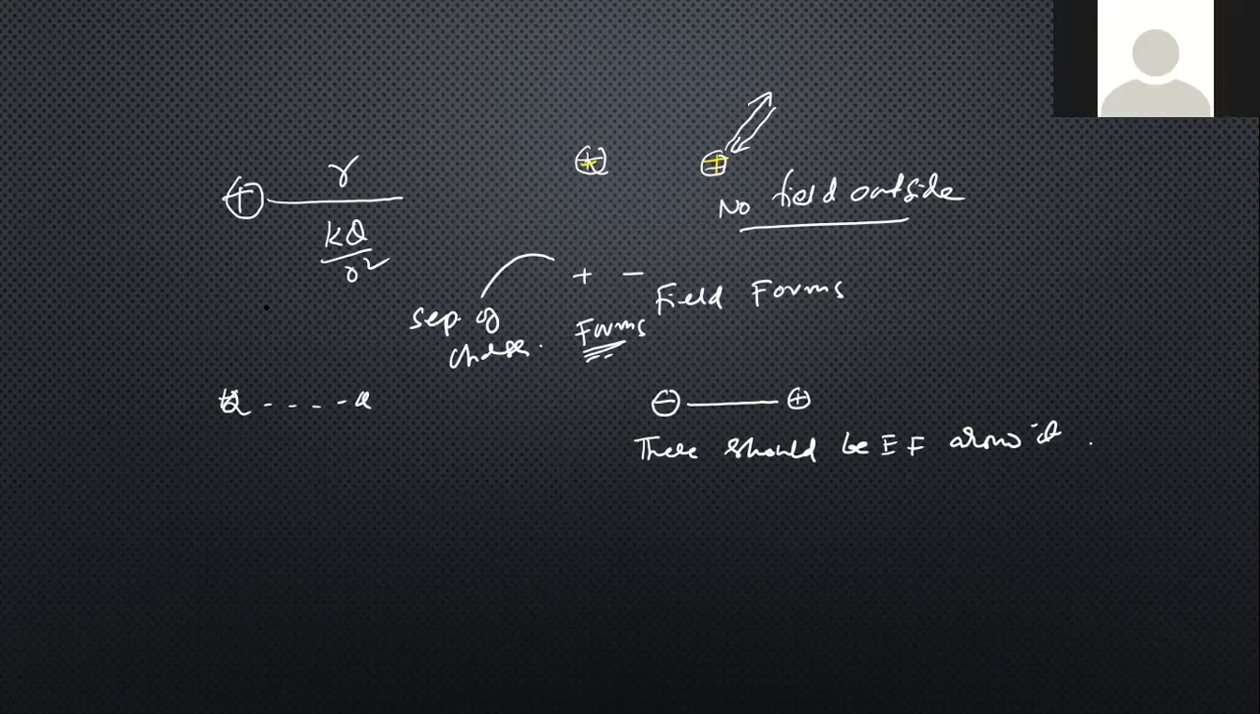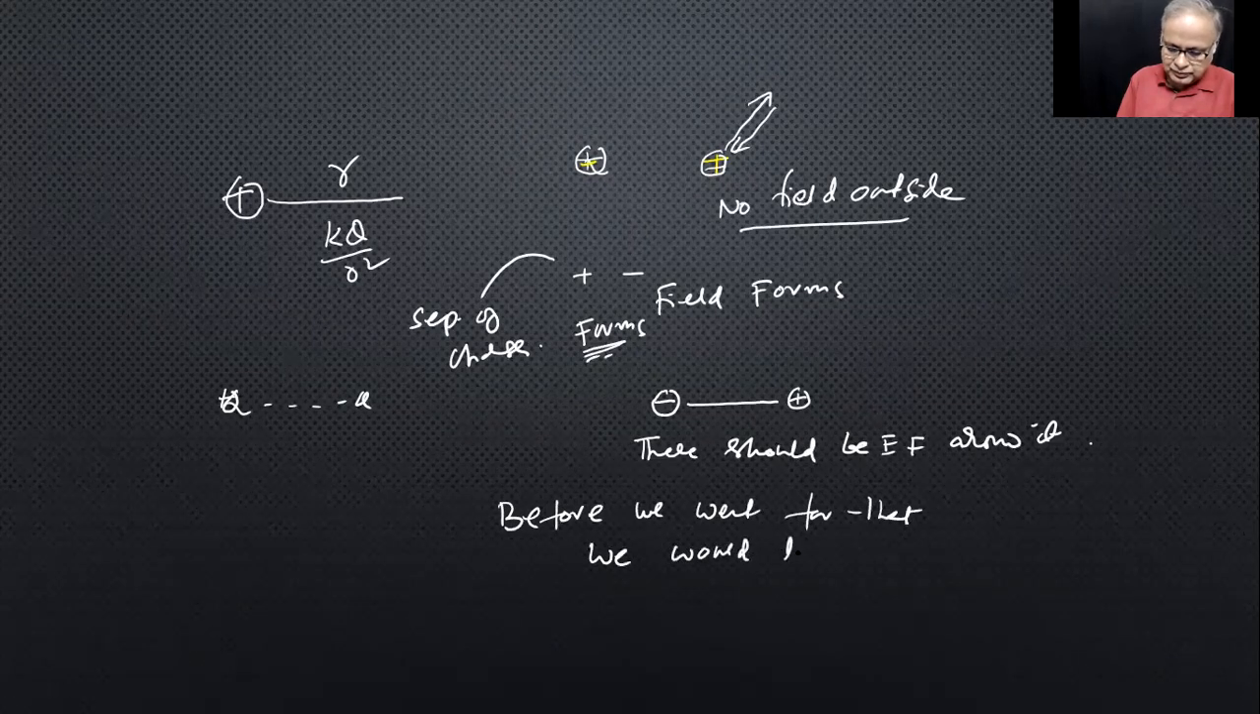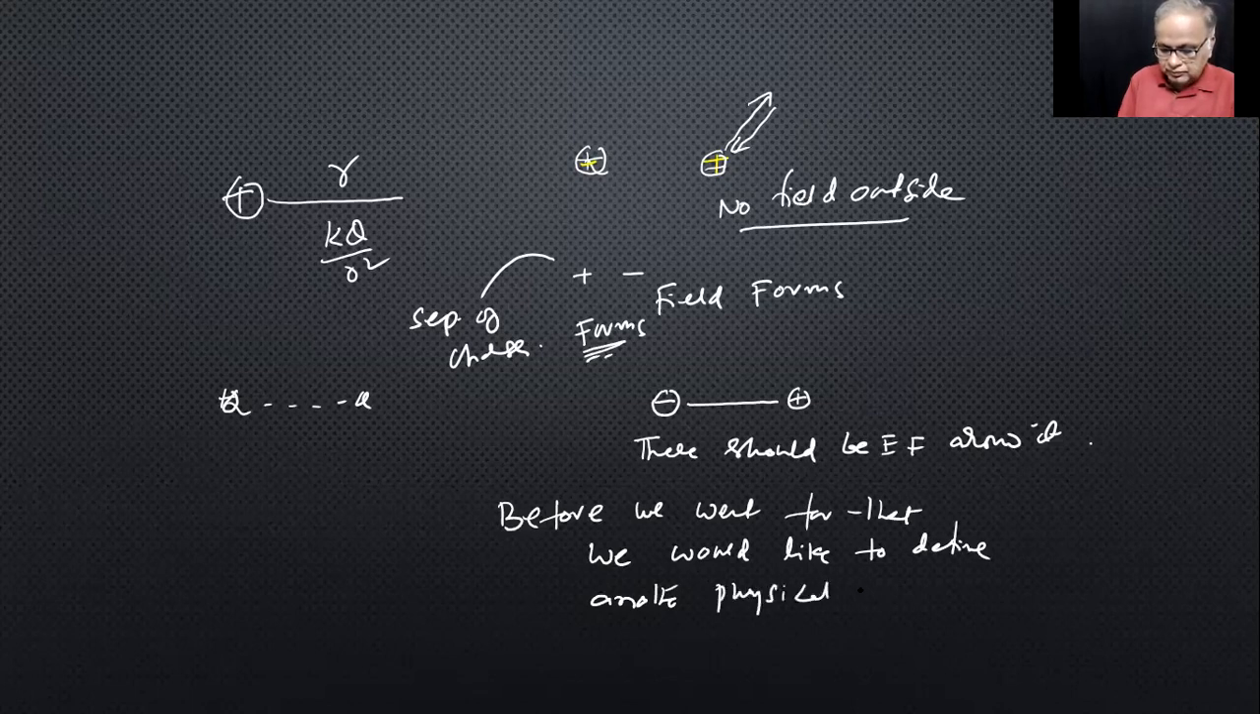Now, but before we went for that, we would like to define another physical quantity, a new physical quantity. That is electric dipole moment, P bar. After defining P bar, we'll go for finding out the electric field of a dipole.